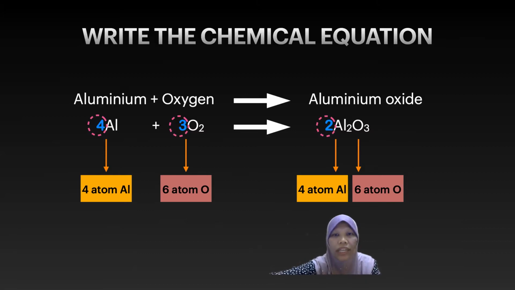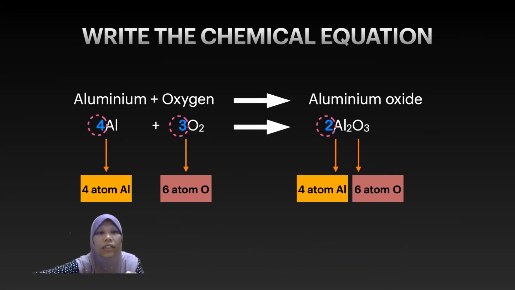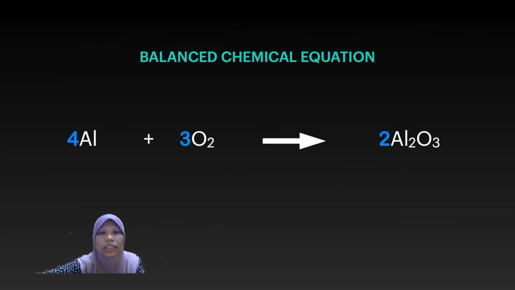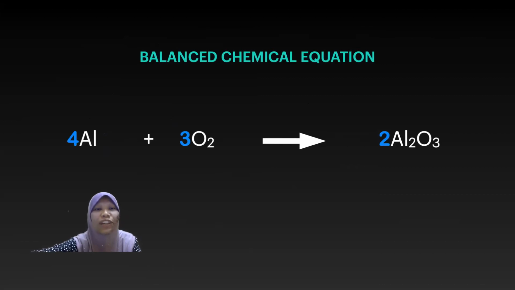Now we look at aluminium. The product has 4 atoms of aluminium, so the aluminium metal must also be 4 atoms. So we put number 4 in front of the aluminium. Now we have the balanced number of atoms for the reactant and also the product. So this is the balanced chemical equation for the reaction between aluminium and oxygen to produce aluminium oxide. The color of aluminium oxide is white powder.